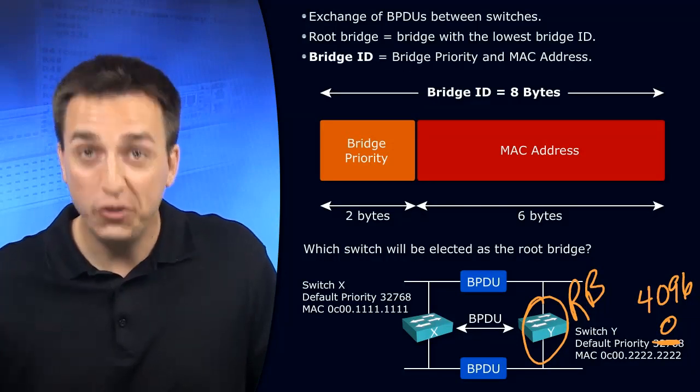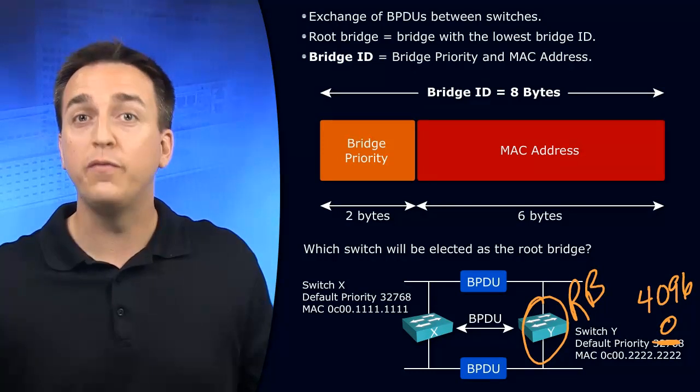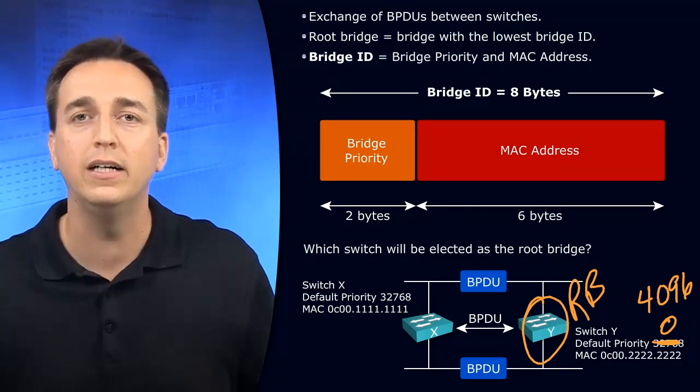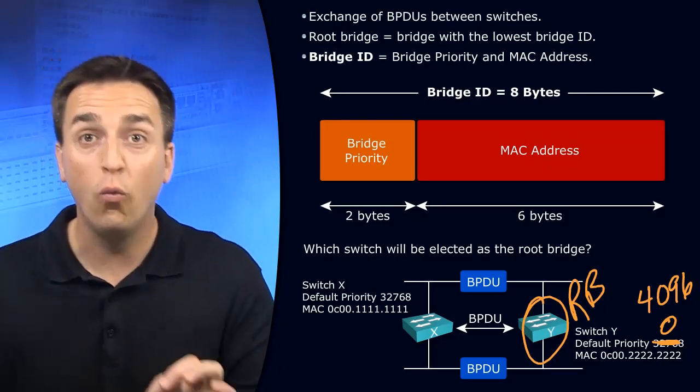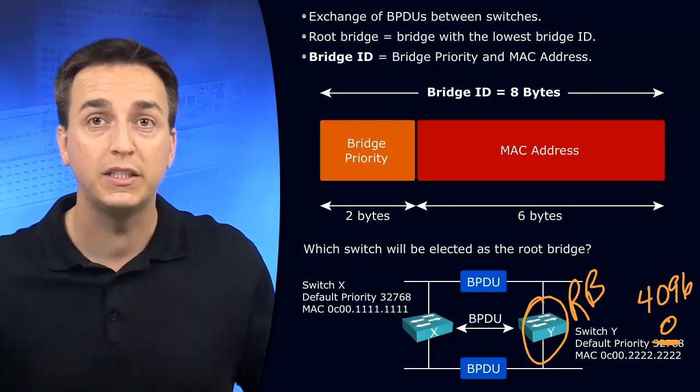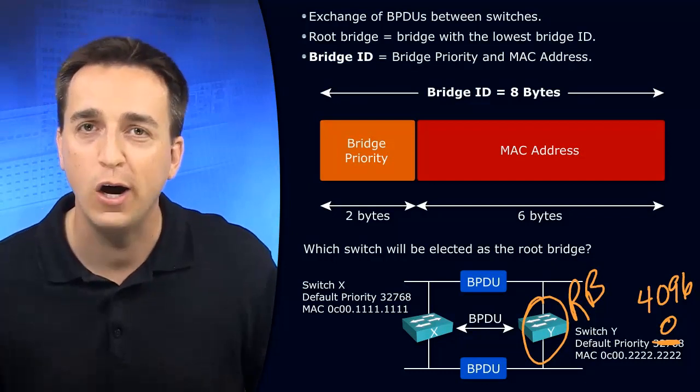Make sure you know how to do this. This is a very important skill to have because this is the planting of the seed. Once you figure out who the root bridge is, then the spanning tree can grow from there.